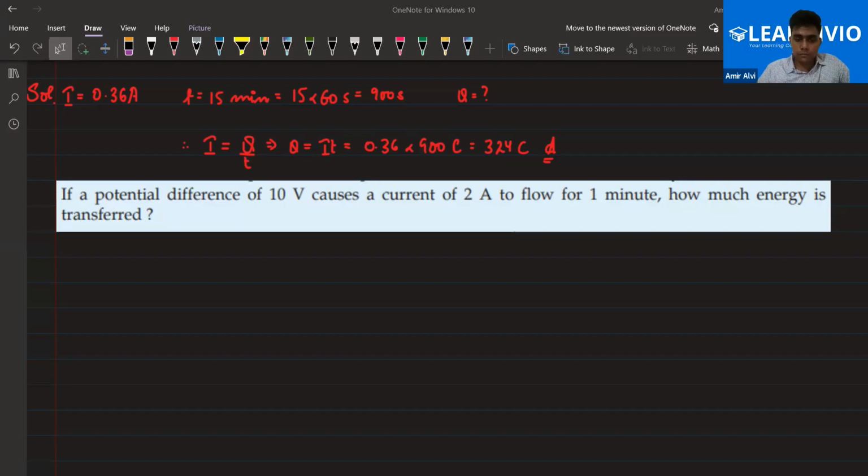So what are we supposed to find here? Energy, work done. Can you repeat? Work done. If the question is saying energy, it means that we have to talk about the work done.